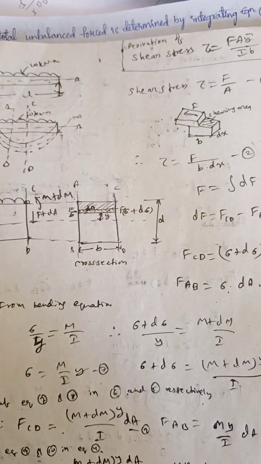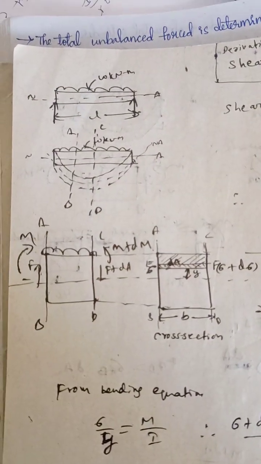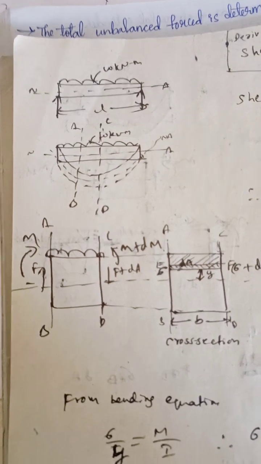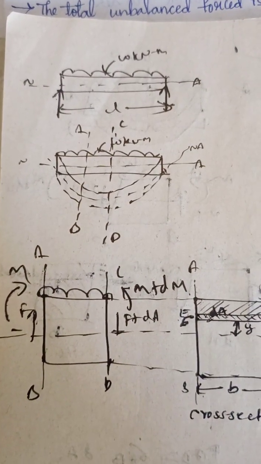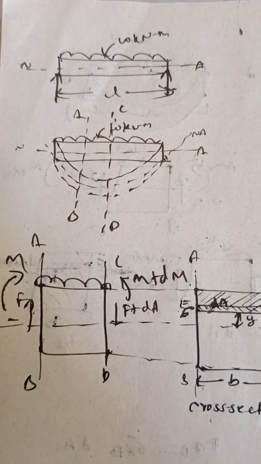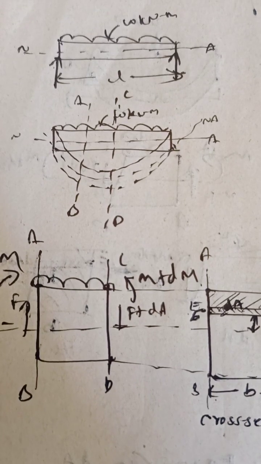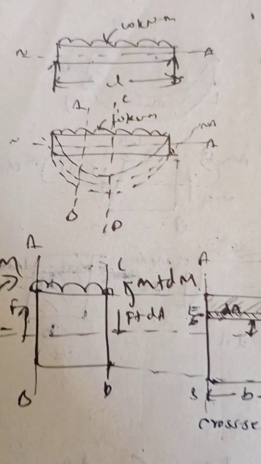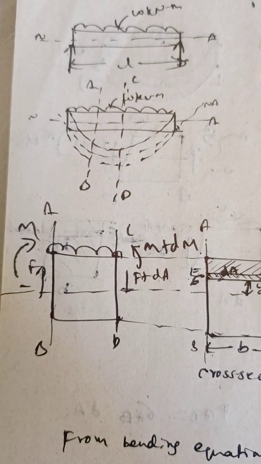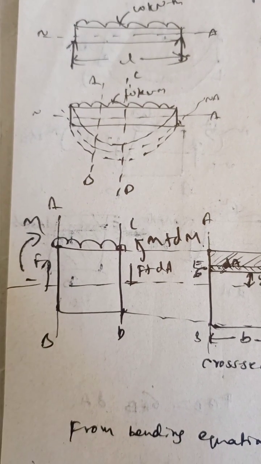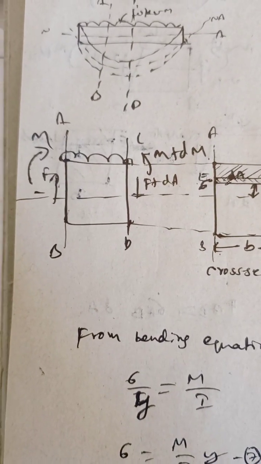For this derivation, let us consider a simply supported beam subjected to a UDL of W kilonewton per meter, as you can see in the figure. The neutral axis is shown and the length is L. Due to the load, there will be some deflection, which you can see in this figure. Let us consider two sections AB and CD, so that ABCD has length dx, and that portion is shown here separately.